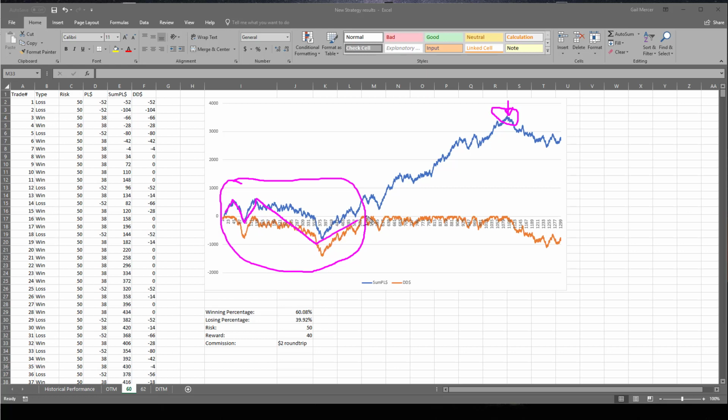You're underwater before it actually starts to move up. This is the way probabilities work. You could have the losing streak at the beginning, at the end, in the middle. It can occur anywhere. But again, this would potentially be a winning strategy if you could just stay with it. Now, these losses, I mean, you're not having more losses than wins because you're at 60.08%, but you can still go underwater.